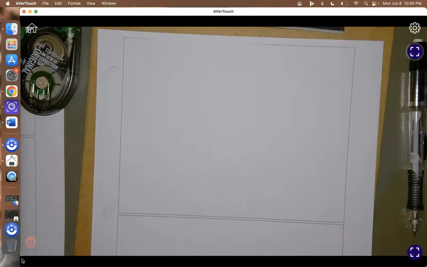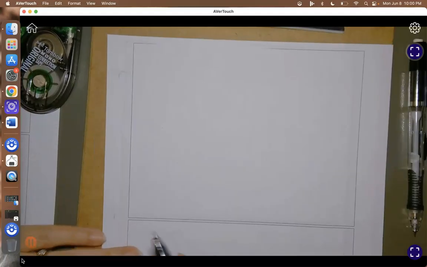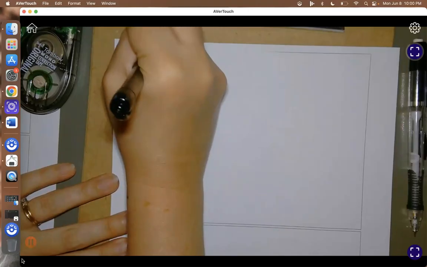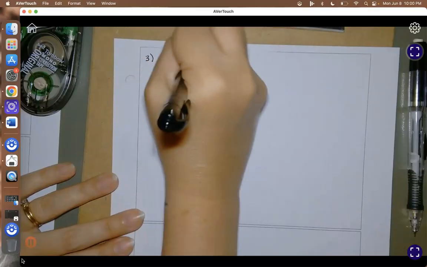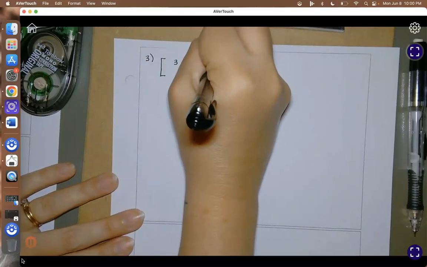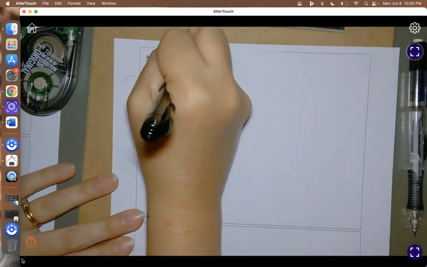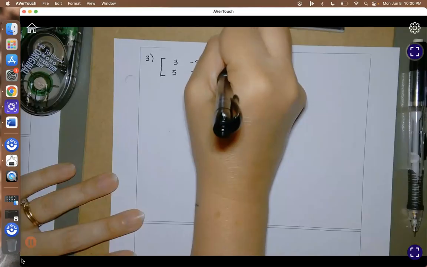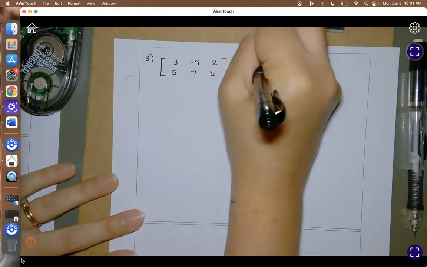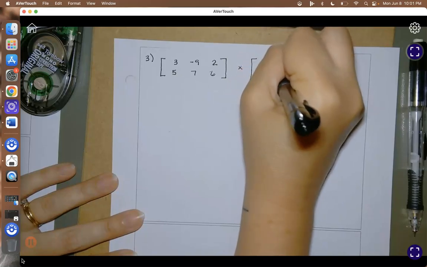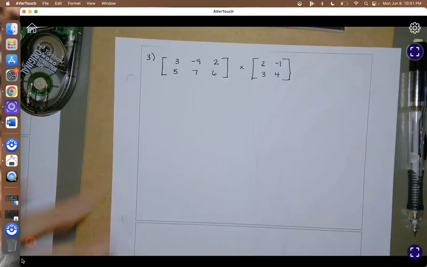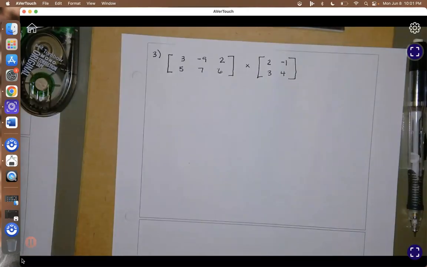We're going to do 3 more examples on this page. So for number 3, first row is 3, negative 9, 2, 5, 7, 6, times 2, negative 1, 3, 4. And if you look back on your other page that we just finished, it's the same problem. I just switched the order of the matrices. Let's see if that matters.